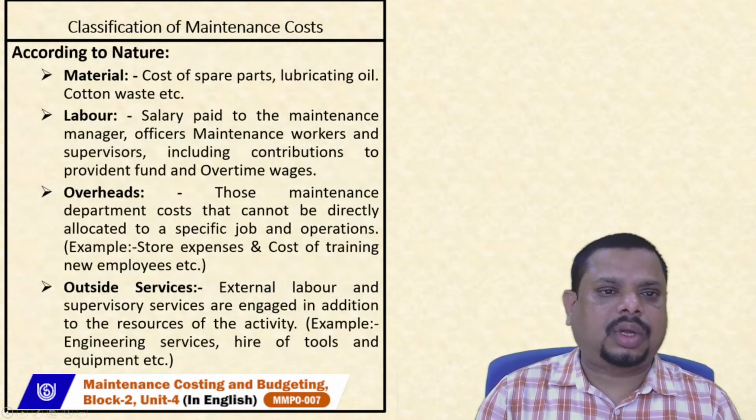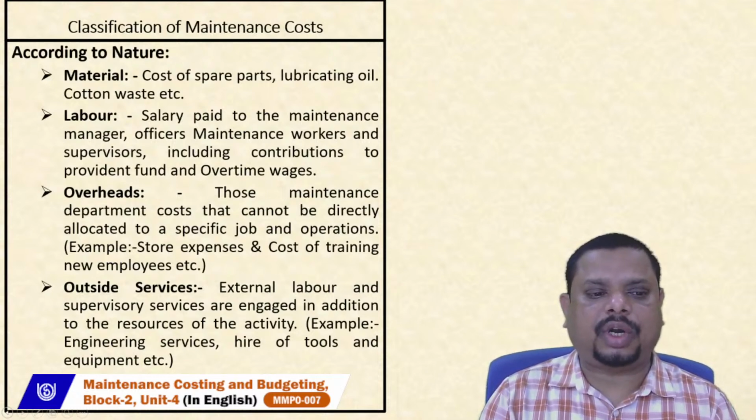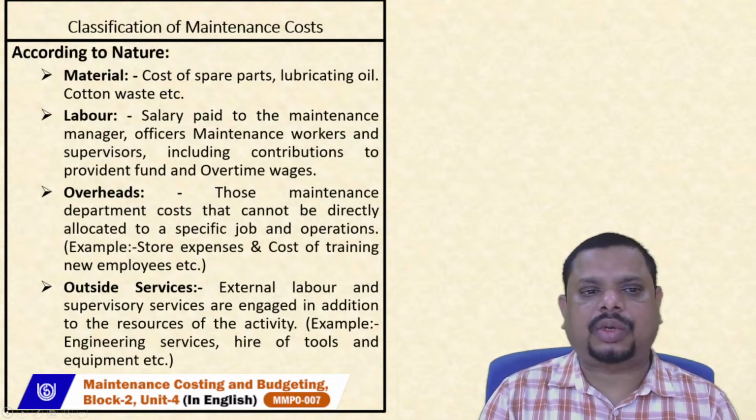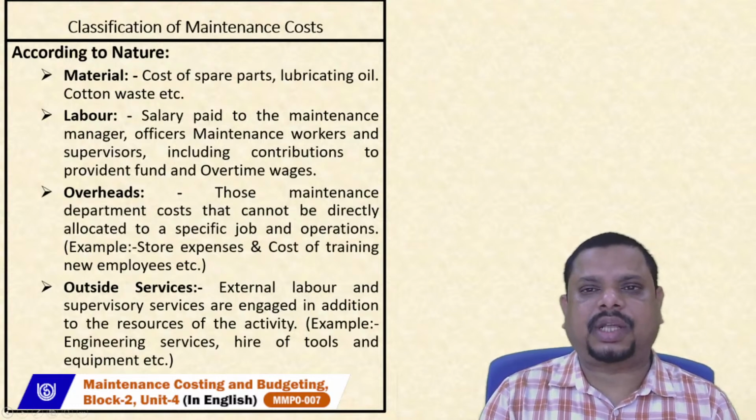So these are the broad classification of your maintenance cost. Moving to the next one, the classification of maintenance costs according to the nature. Under nature, we have materials, labor, overhead expenses, and outside services. From the material point of view, the cost of spare parts, cost of tools, cost of equipment, and the lubricating oils as well as cotton waste are basically under materials. The next one is labor cost. The salary paid to the maintenance manager, officer, maintenance workers, and the supervisor, including the contributions to the provident fund and overtime wages, are under labor cost.